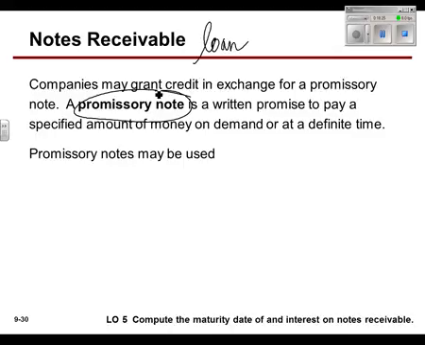Companies may grant credit in exchange for a promissory note. So in other words, we're going to sell you stuff and we're going to give you a loan. We'll extend a loan to you, or a promissory note, or what's called a notes receivable. It's basically a written promise to pay a specific amount of money back on demand or at a definite date. Promissory notes may be used typically for 3 reasons. Write these in.